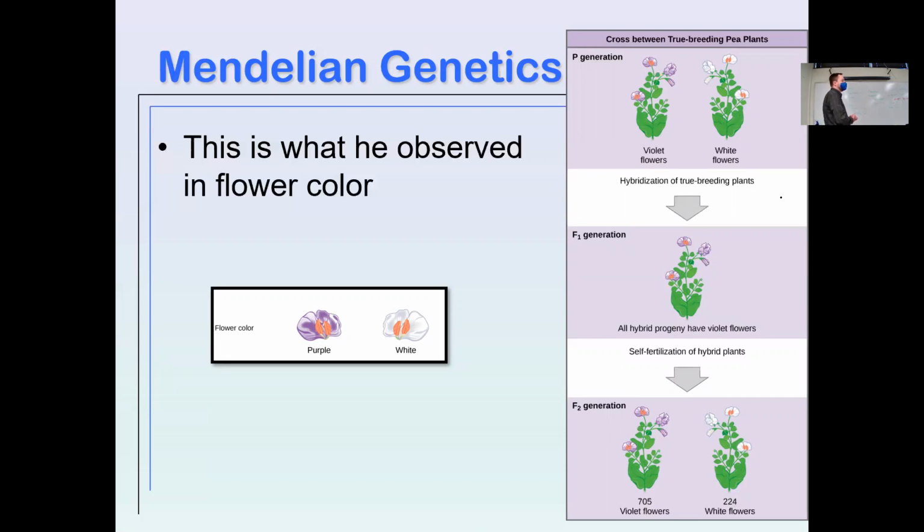About 3/4 of plants would be purple. About 1/4 would be white. So for every 3 purple plants, you would get 1 white plant. When you took the F1s and mixed them with the F1s, you get the F2 generation, the second hybrid generation. You get about 75% purple, 25% white.